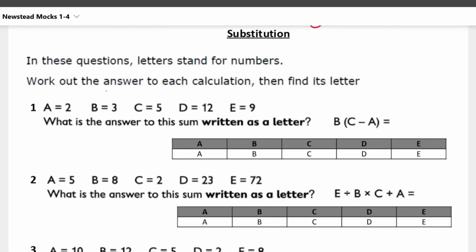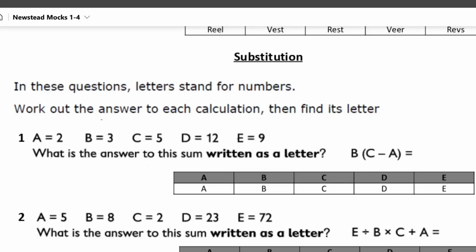Question number 1 of substitution. Let's write them in. 3, whoops, let's make that look like a 3. C minus A is going to be 5 minus 2, which is going to be 3 times 3. So we get number 3 squared, which is going to be equal to 9. And what letter is that? We have E.